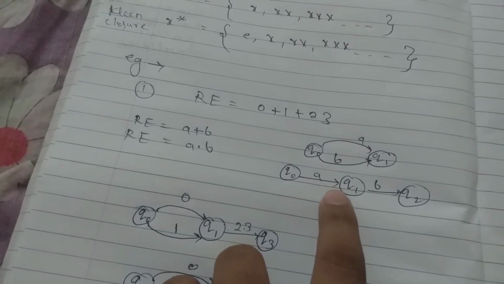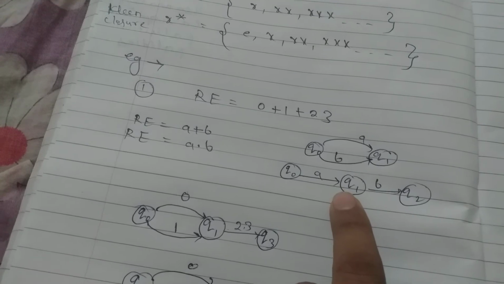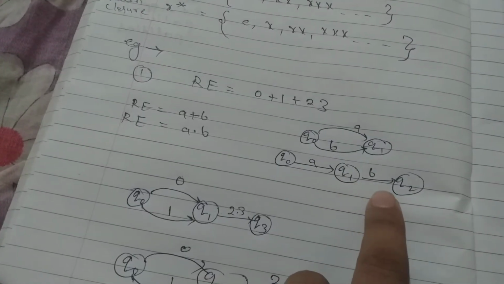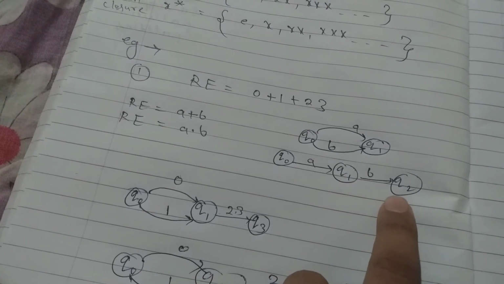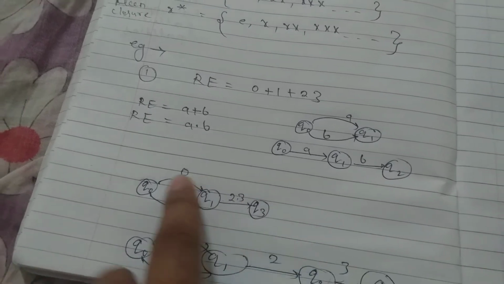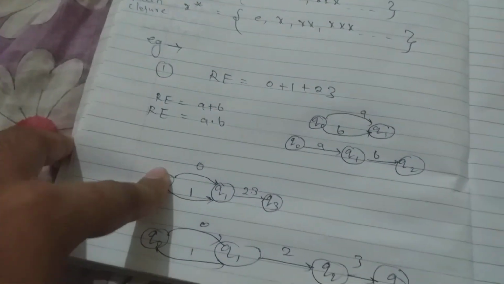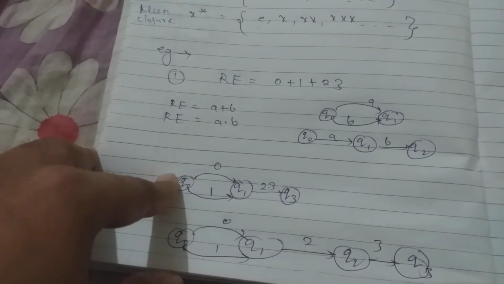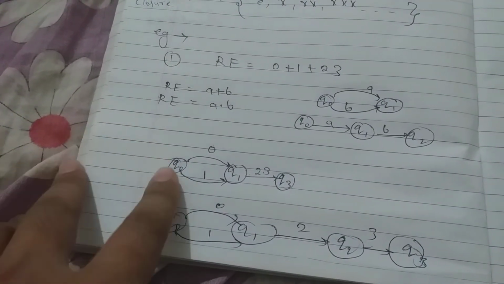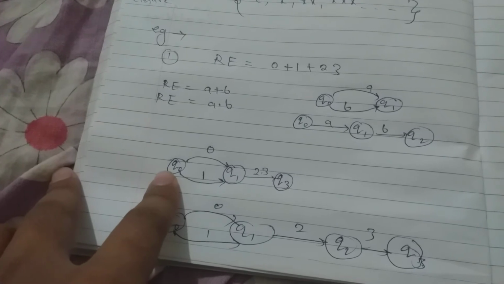Like, first we have consumed a and reached q1, and after that we have consumed b and reached q2. So using this knowledge we will create its NFA, that is, non-deterministic finite automata.